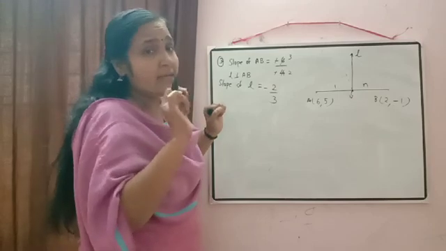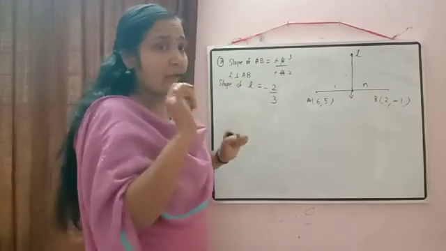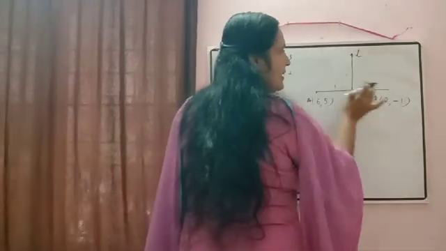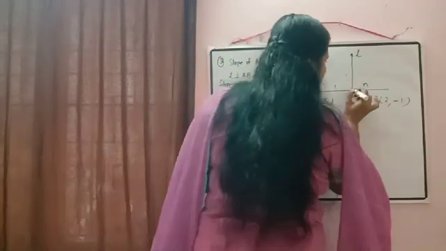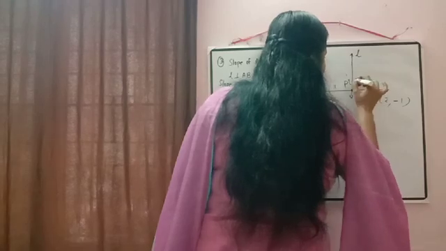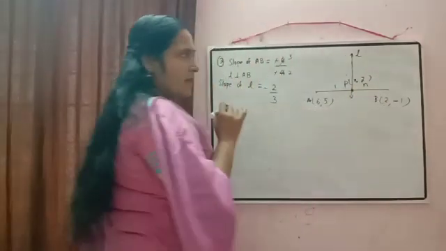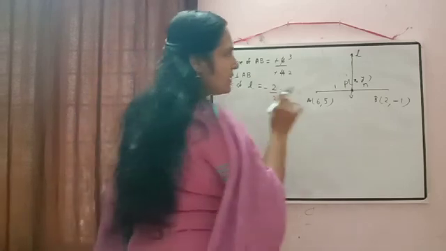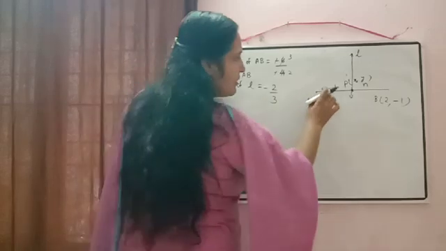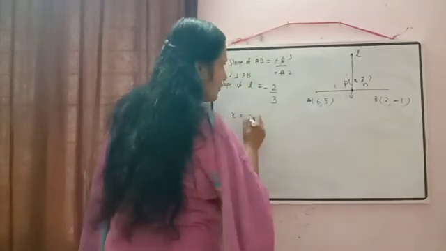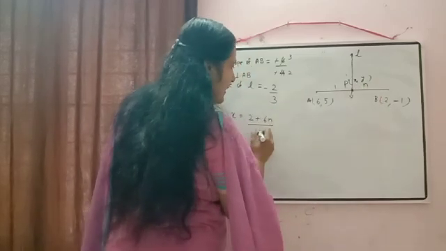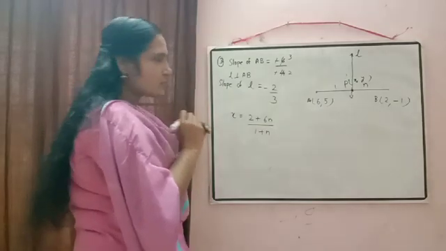Now we need a point on the line L. To calculate the point, this information is given: L divides AB in the ratio 1:n. So suppose this intersection point I am taking as P, whose coordinates I am writing as x, y. Now we can use the section formula. According to the section formula, the x coordinate of the point P will be equal to 1 into 2 plus n into 6, that is, (2 + 6n) by 1 plus n. This is the x coordinate.